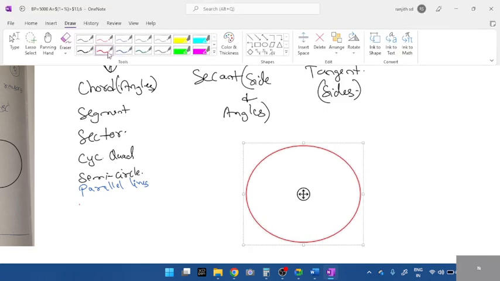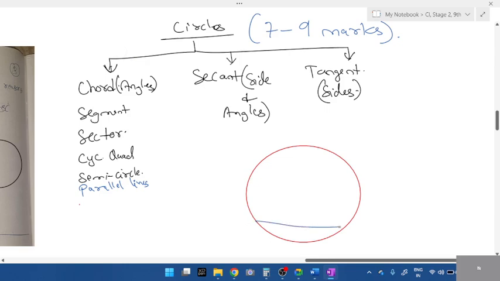Now, I'll take a circle. I'll draw a line. What do you call this line? AB. It's a chord. I'll take the center and draw a perpendicular here. See, this is not radius, students. This line is not touching the circumference. This is not radius. Don't assume it as radius.